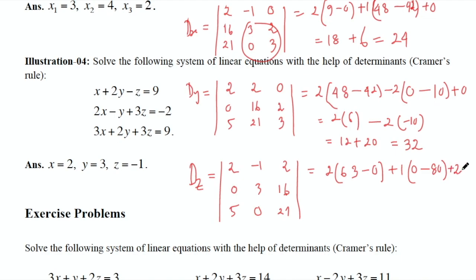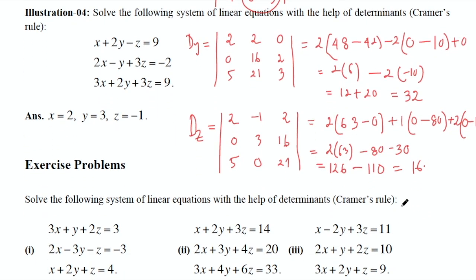plus 2 into 0 into 0, minus 3 into 5, 0 minus 15, which is equal to 2 into 63, minus 80, minus 30, which is equal to 126, minus 110, which is equal to 16.